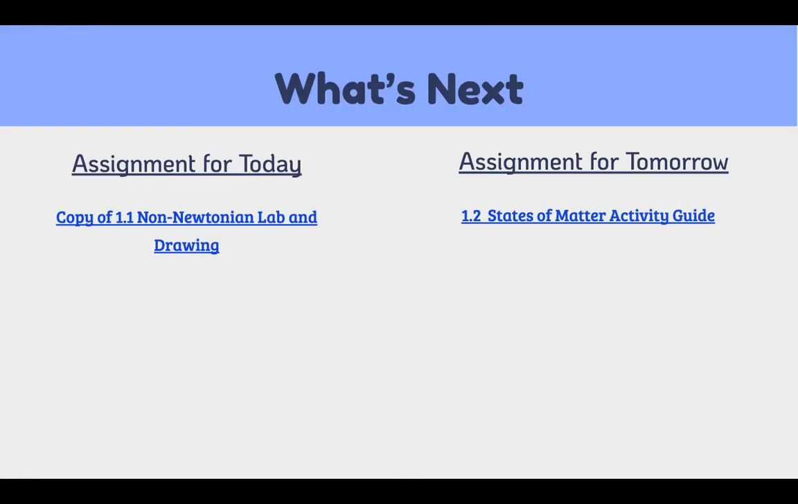So what's next? After this live lesson or the discussion, you're going to complete this assignment here, non-Newtonian lab and drawing. It's just a review of what we've talked about. You are going to submit this. It is for a grade. The instructions are self-explanatory. You're just dragging and dropping some things into the document, just like you did with the card sort. It's very similar.